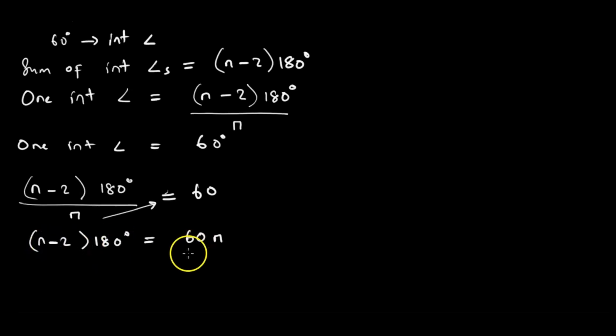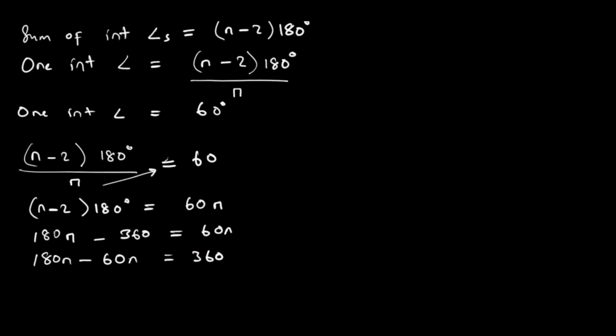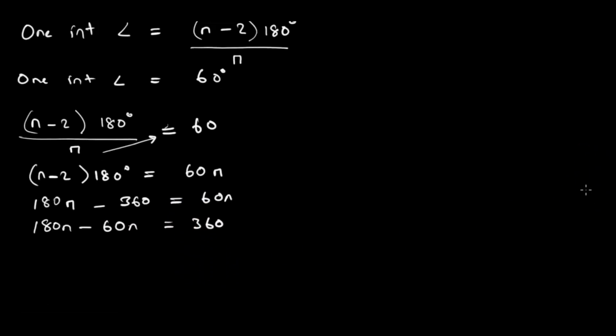Toda kuwana kuti n ndiani. Remember, so let us expand kuside kunoku, inova 180n minus 360 is equal to 60n. Saka 60 ngaiende kuside uko, 180n minus 60n is equal to 360. Okay, what is 180 minus 60? So 180 minus 60 ndi 120. So 120n is equal to 360.